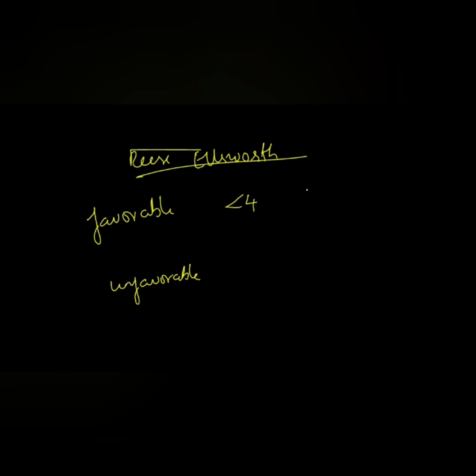Now coming on to the last part. How can you tell the survival of the eye with retinoblastoma? This is given by something called the Reese-Ellsworth classification. This classification will tell you whether the prognosis is going to be favorable or unfavorable. When can you say that the prognosis is favorable? When the disc diameter is less than 4, and it is posterior to the equator, then it is going to be favorable.